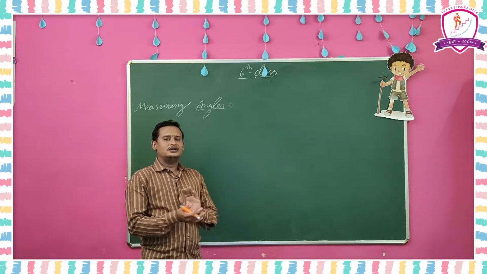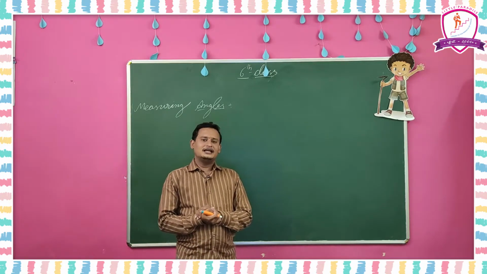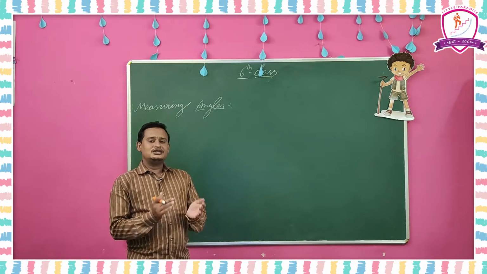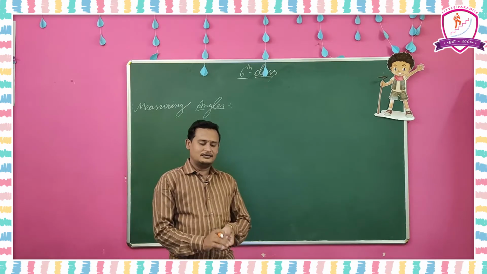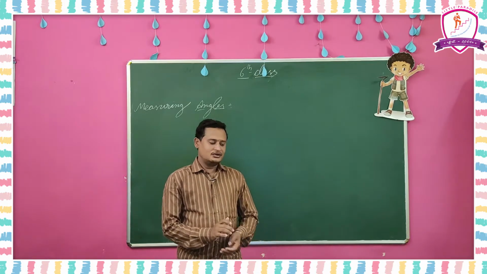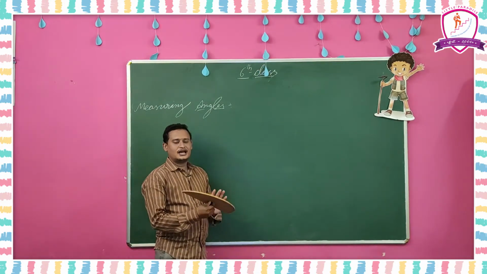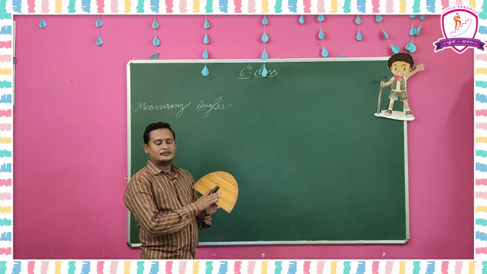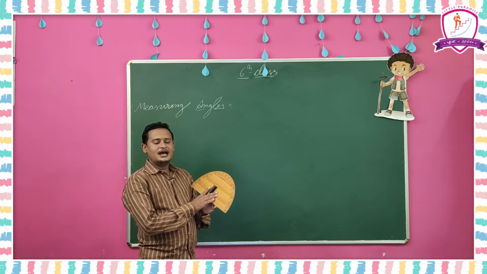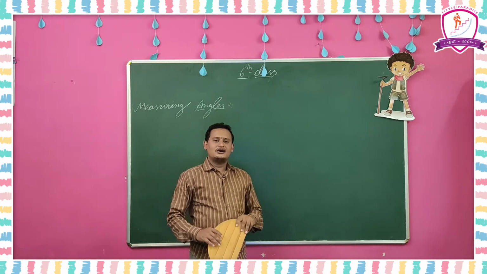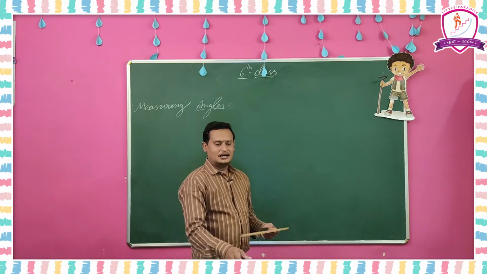Already we know that degrees are the units of angle. So with which instrument can we find angles? With a protractor. You have to use the protractor, and with it we can find the angles. Now I am going to draw an angle and explain how to measure it with this instrument.